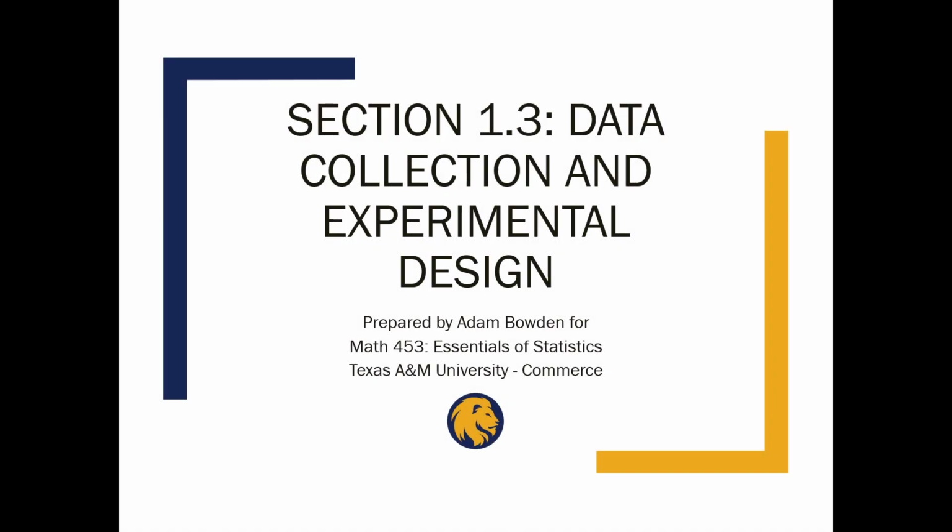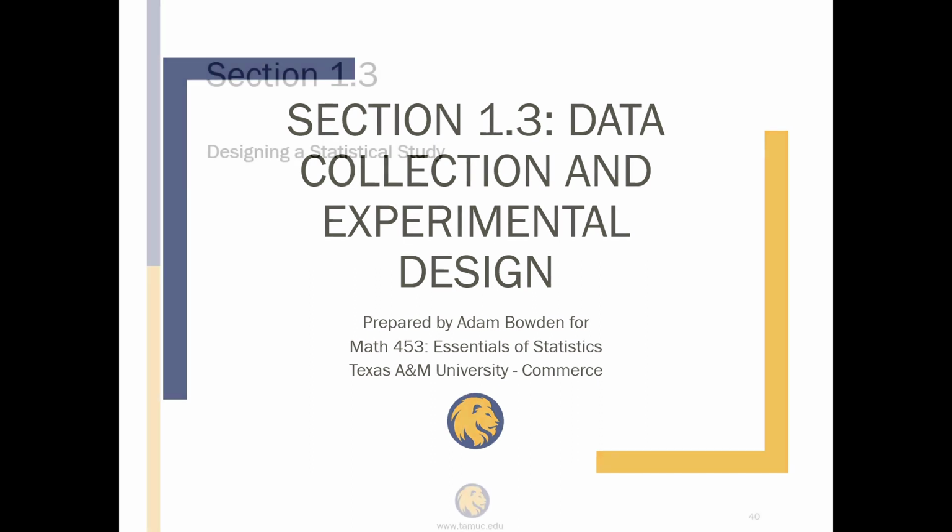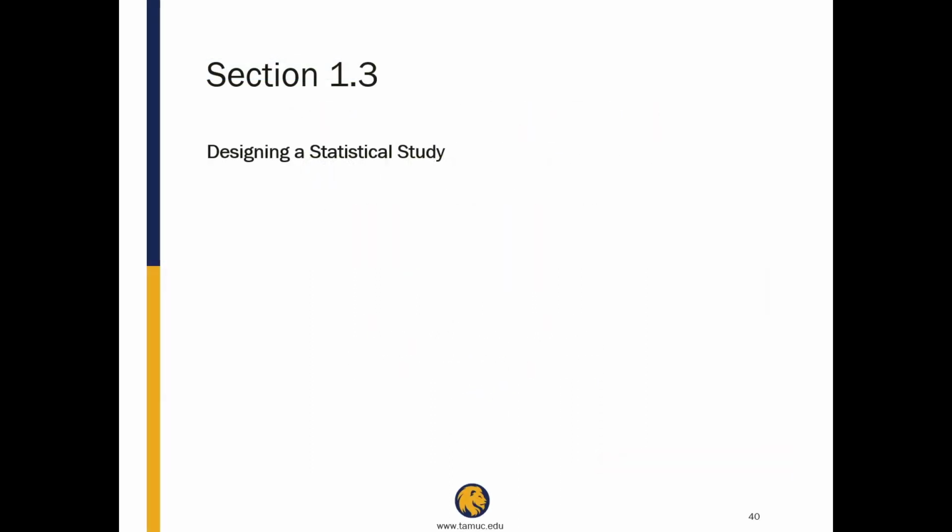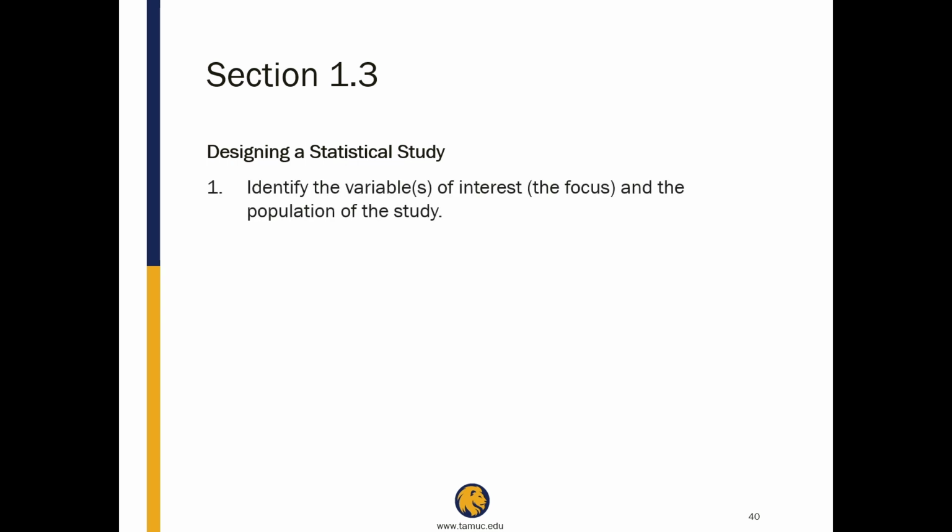In this next section, we're going to talk about data collection and experimental design. So starting out with the idea of designing a statistical study. First off, they talk about how you want to identify the variables of interest, which is the focus and the population of the study. So what's going to be measured and what are we going to measure it on? So the variables and the population that's going to be surveyed or sampled from or studied.